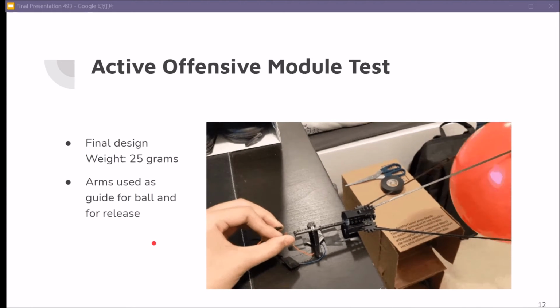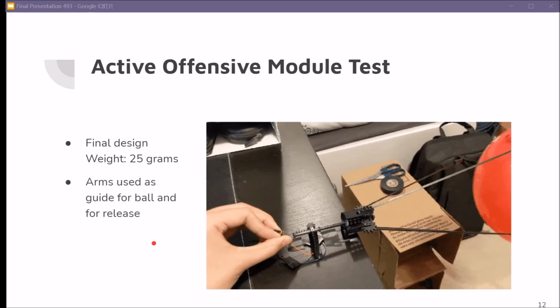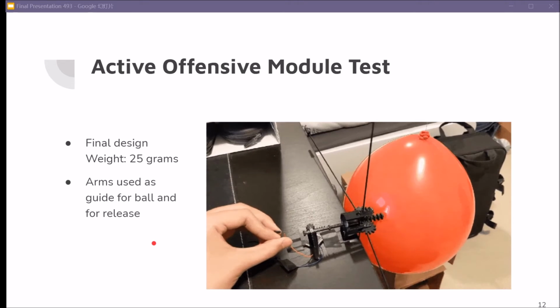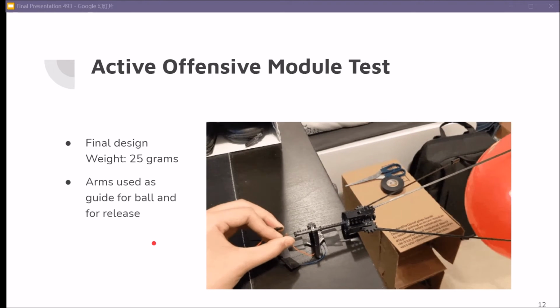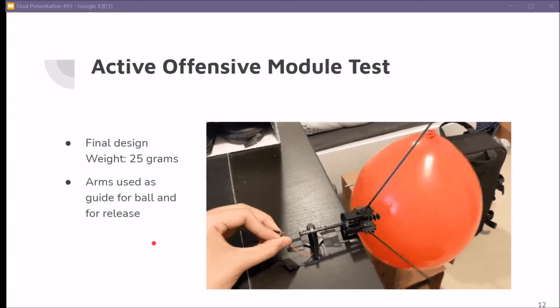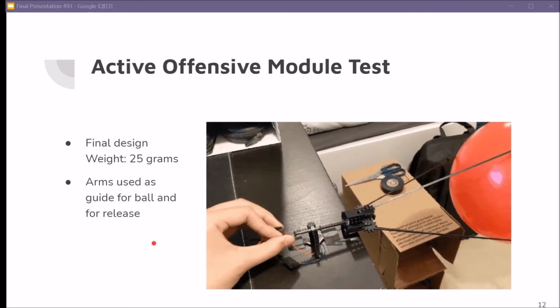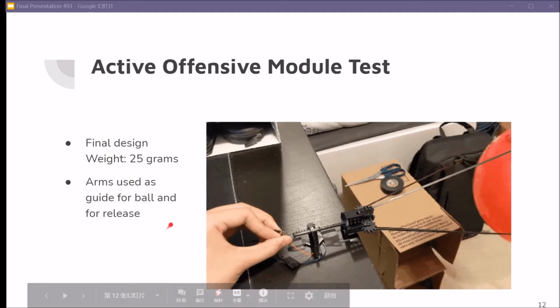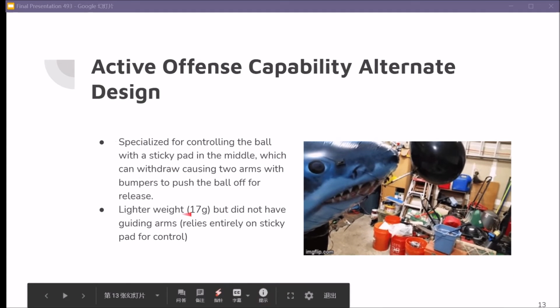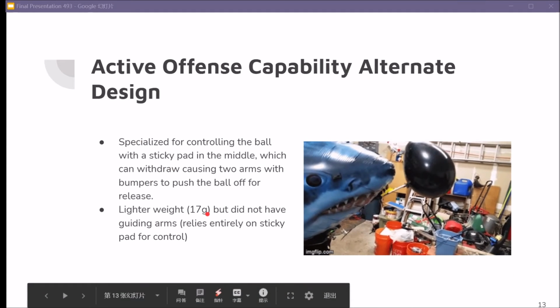It turns out we need a gear set to increase the torque in the tail to release the ball from the glue trap. The total weight is heavier than passive designs, and the short straight rod becomes the guide for releasing the ball. We have another alternative offensive pushing design.